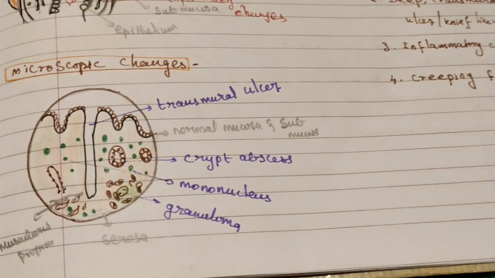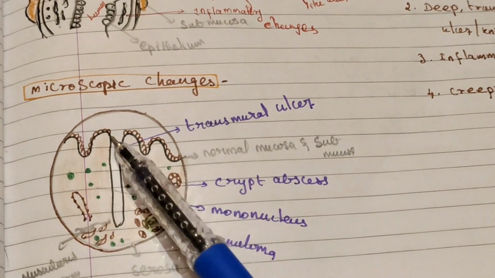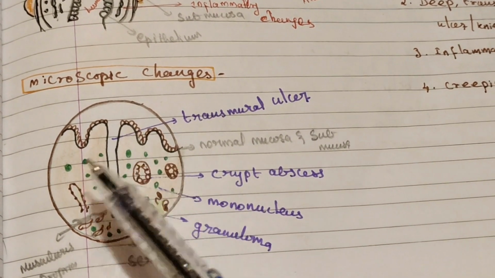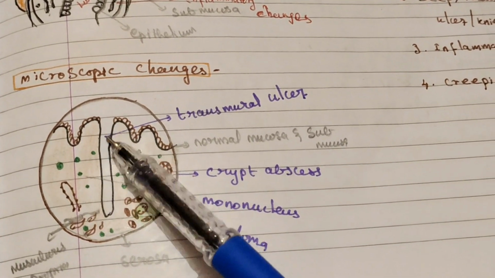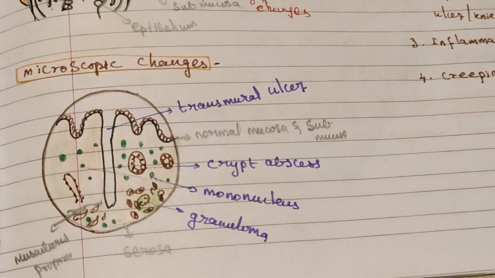So next is microscopic changes. First one is mural: all the thickness of the wall is involved. Mural means all the thickness of the wall is involved. Transmural involvement can be seen.